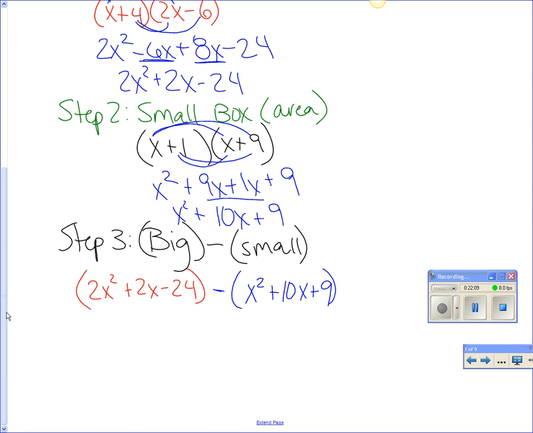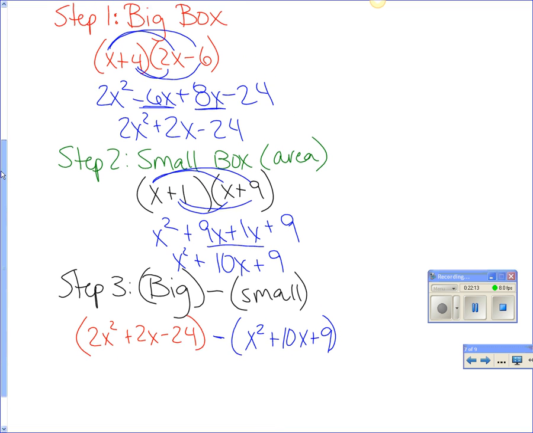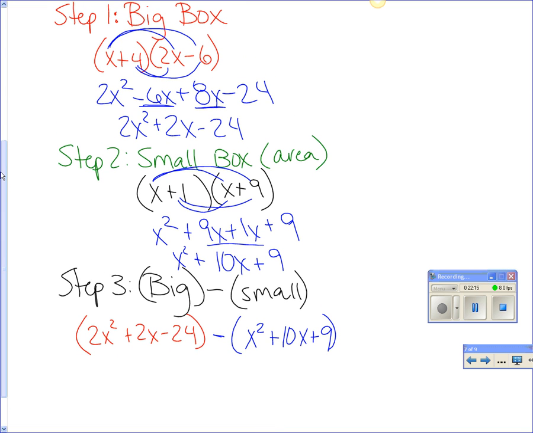Okay, what do we do when there is a minus in between them? Change your signs. So this becomes a plus. What else changes? What about the 10x and the 9? Okay. Now we're ready to put these together. We don't have to do any more lobster claw. We're done with that. Okay.